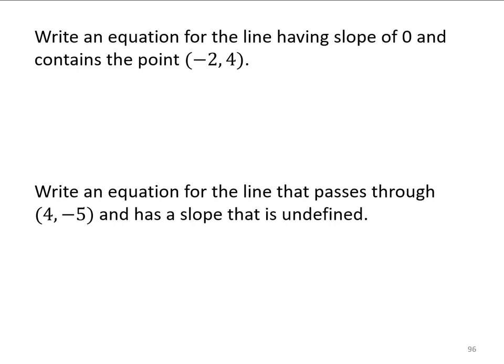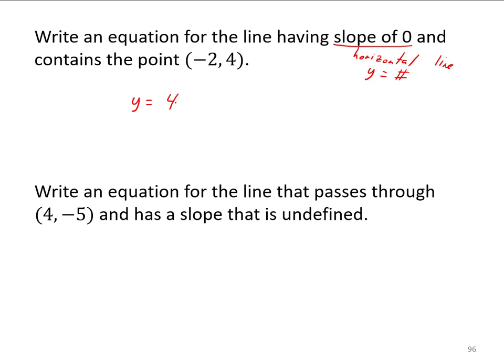Next, we want to write an equation for the line having a slope of 0 and containing the point -2, 4. Well, a slope of 0 will indicate to us that we're looking at a horizontal line, which is of the form y equals a constant. So because we have the point -2, 4, the y value of that point is 4, and it's a horizontal line, so this would be y equals 4. All the information we need is there, we just have to process it.